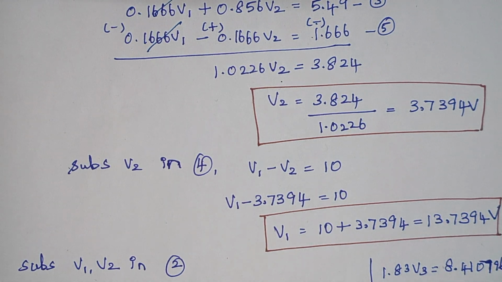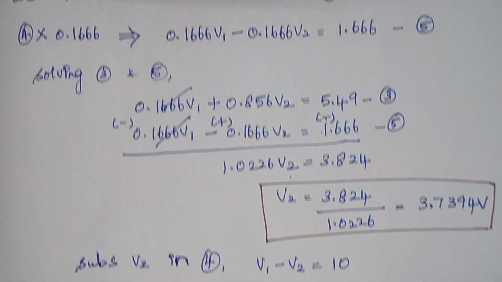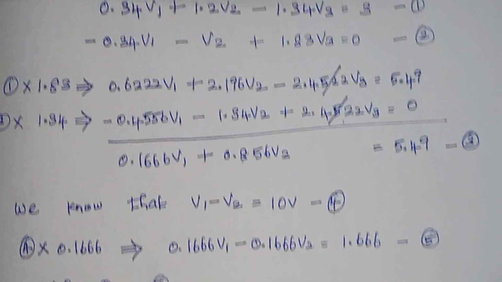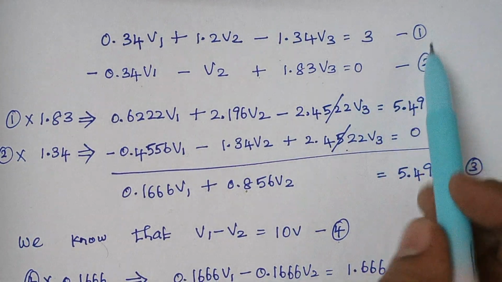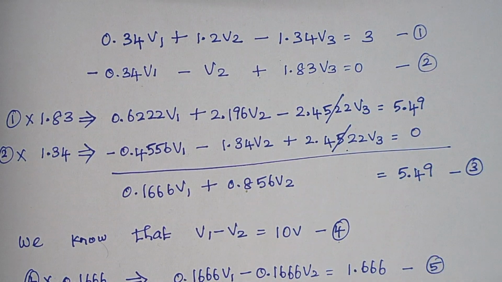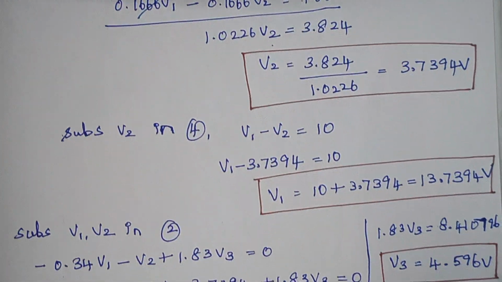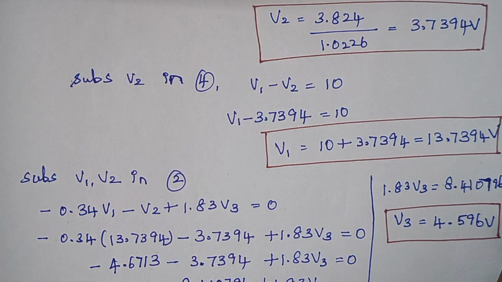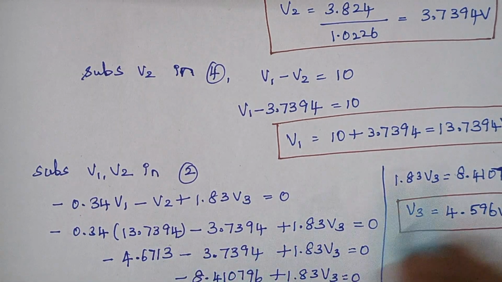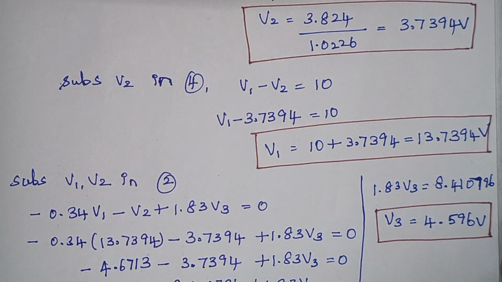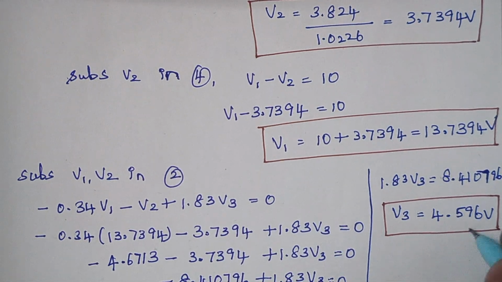Now we have calculated the values of V1 and V2. So when you substitute these two values in any one of the equations, either in 1 or in 2, then we can easily calculate the value of V3. So you see here I have selected the equation 2, and when we substitute V1 and V2, the value of V3 is given as 4.596 volt, and this is your value of V3.